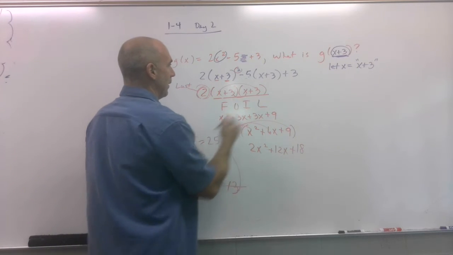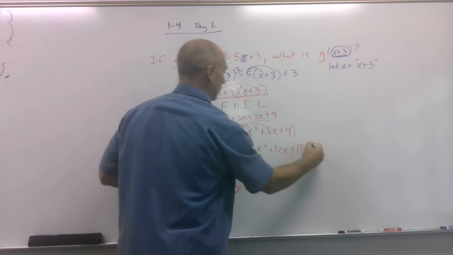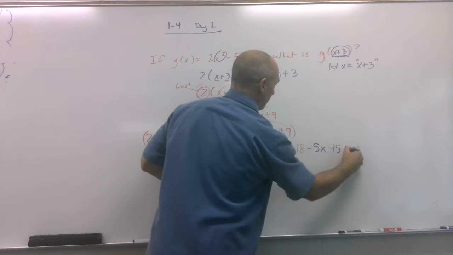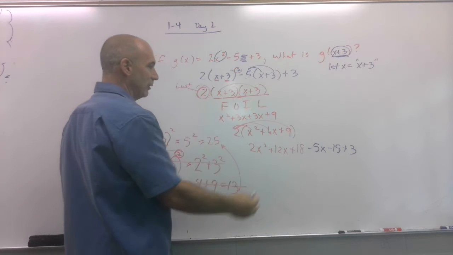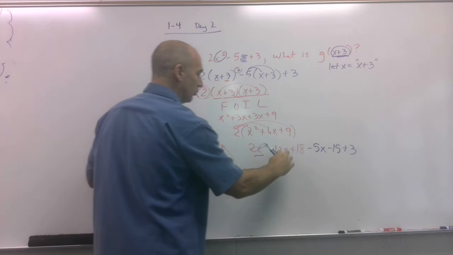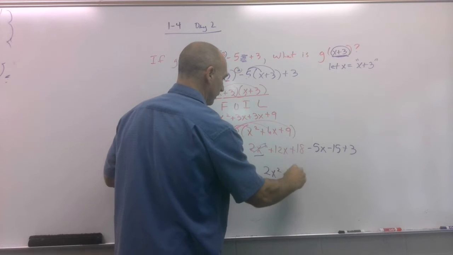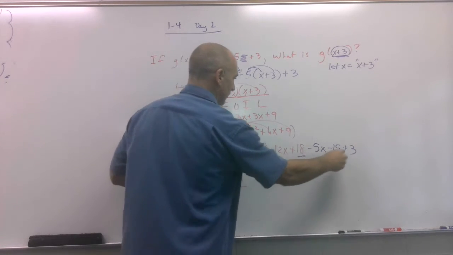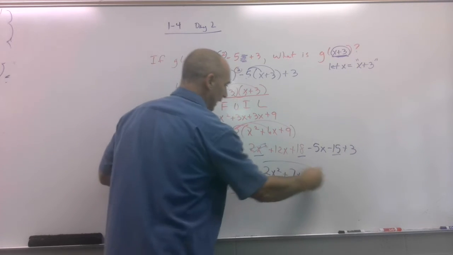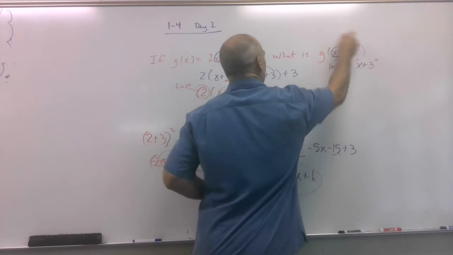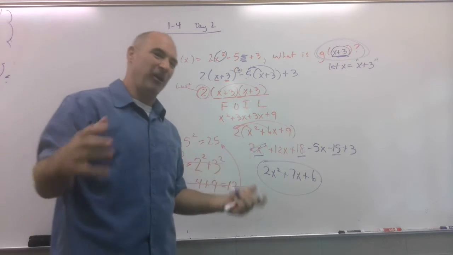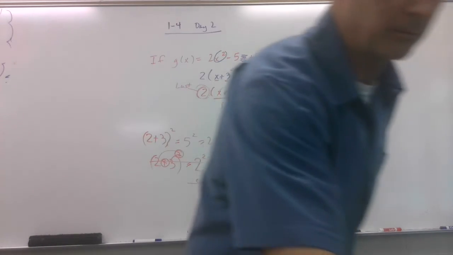So there's that. But now I got to distribute this negative 5 through there, so I get minus 5x minus 15, and then the plus 3 there. And now I look for like terms. 2x squared, that's gone. 12x minus 5x is 7x. 18 minus 15 is 3, plus 3 is 6. This equals that. So not hard, but there's a couple tricky things in there.